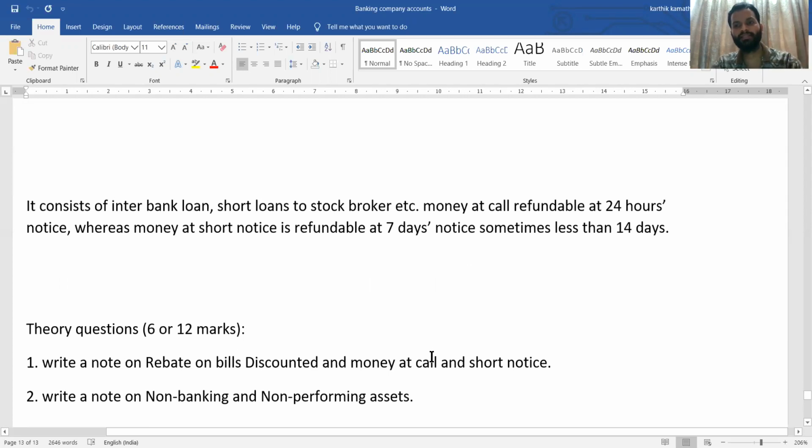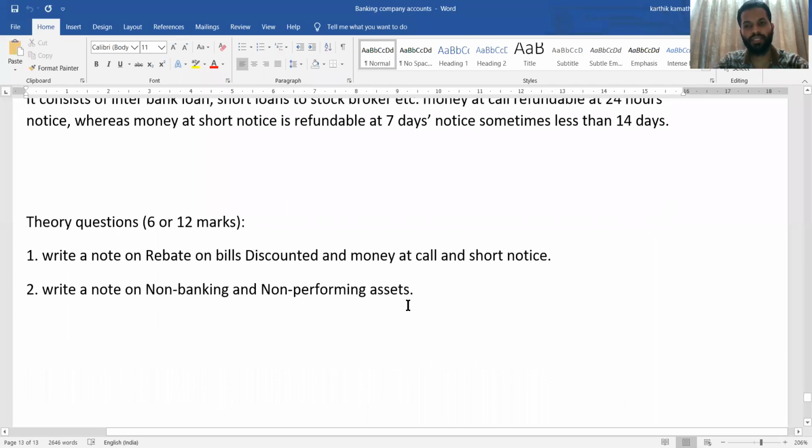Suppose in the examination there is a theory question, a 6 or 12 mark theory question. These are the two questions which are asked repeatedly. Write a note on rebate on bills discounted and money at call and short notice. That is one question. And write a note on non-banking and non-performing asset. That is one more question that is asked for 6 marks.